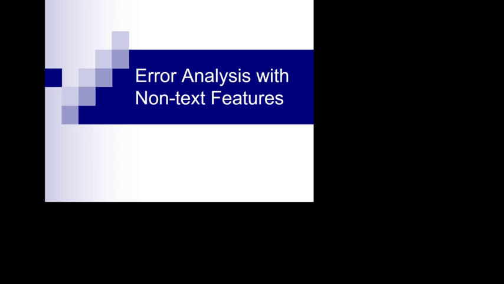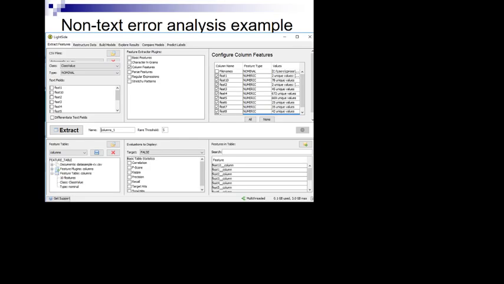Now you're going to want to also be able to do error analyses with non-text features, and I think that we'll probably finish our lecture after this part of the content. So let's say you have a feature space that has some numeric values. How would you add those numeric values to your feature space? You can use column features.